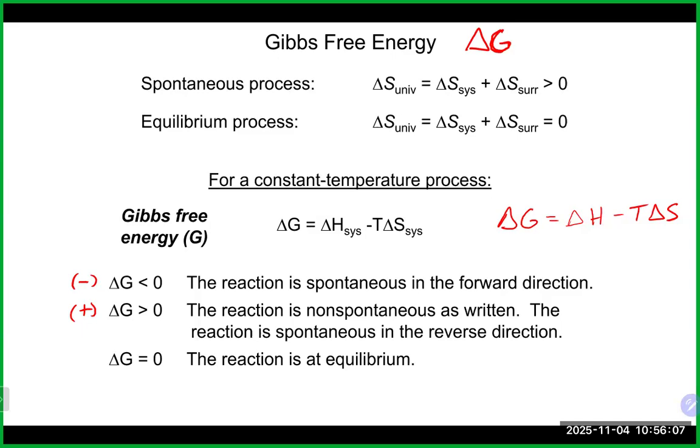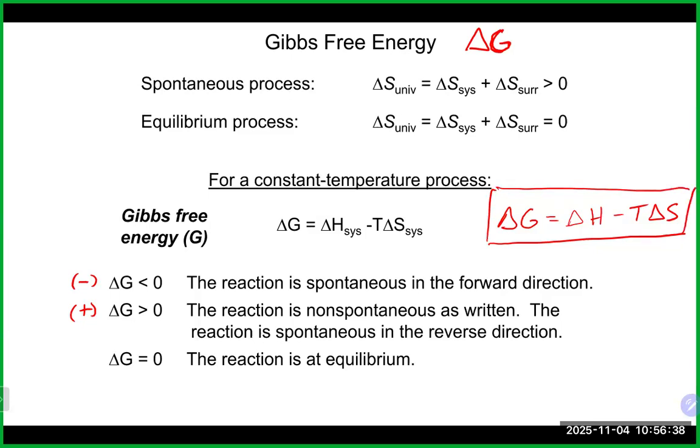If you reverse the reaction, your reactants become your products and your products become your reactants. Basically all you do is the sign changes, and it would go from a positive to a negative. So it would be a non-spontaneous reaction the way it's written, but if you did the reverse reaction, it actually would become spontaneous. And if delta G is equal to 0, it would be an equilibrium process. So this is one way that you can use or calculate delta G.